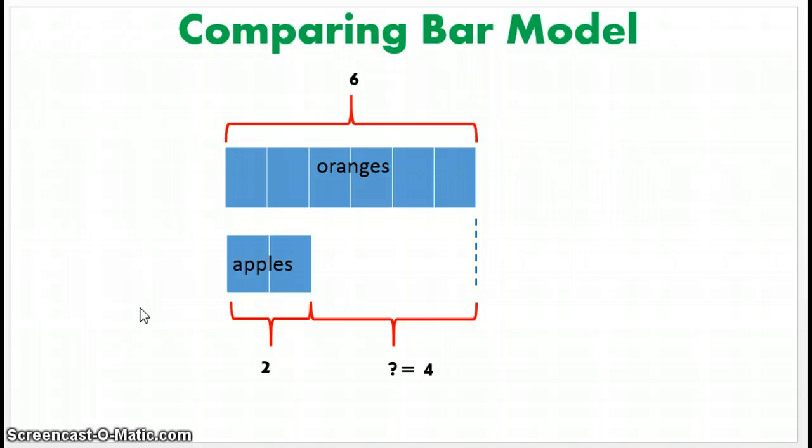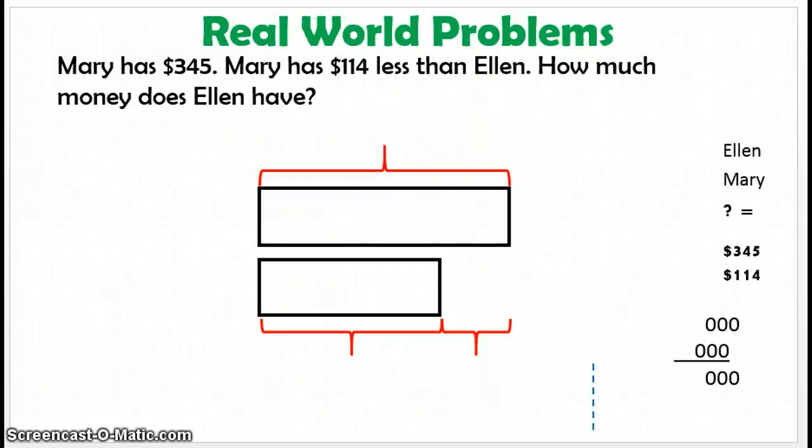The next thing that we're going to do is actually do a real world problem. So let's follow our steps so that we can do our problem. Step number 1 is read the real world problem. So I'm going to read it. Mary has $345. Mary has $114 less than Ellen. How much money does Ellen have? All right, so I just did step number 1.